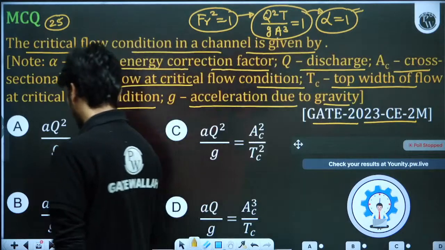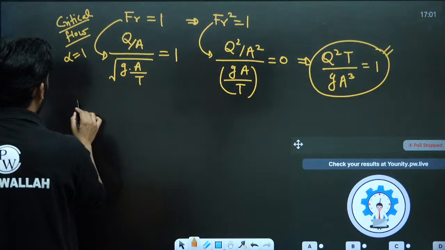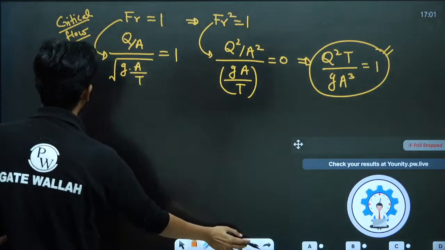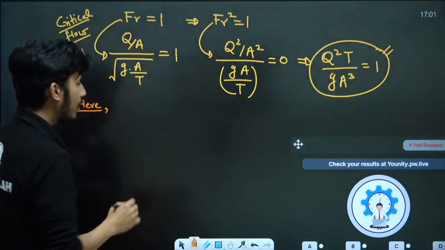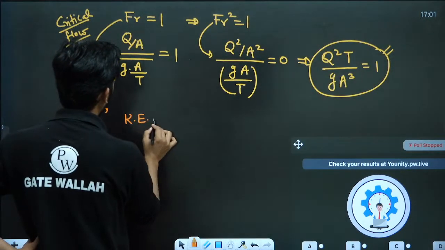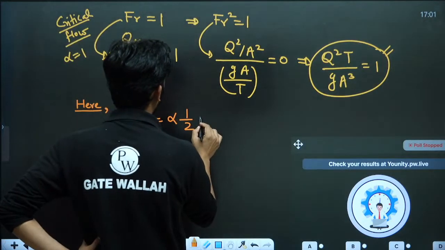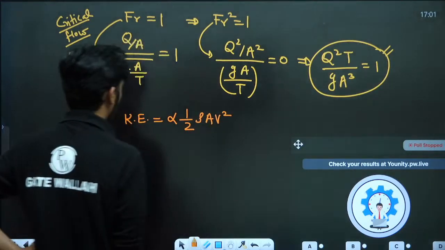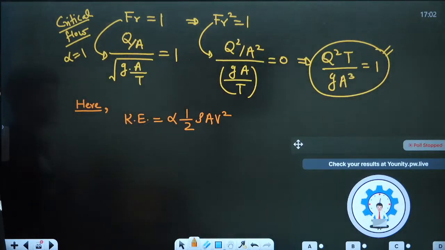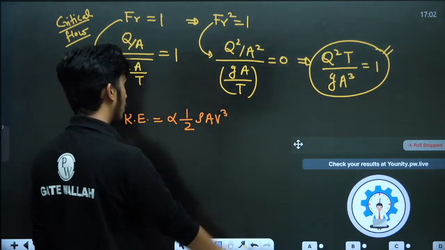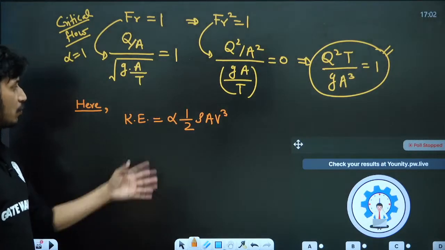Okay guys, let's see. I have told you that when alpha, the kinetic energy correction factor, is present, the kinetic energy KE is equal to alpha into half rho A V cube, not a square, because rho A V is the mass and V square is also there. If alpha is 1, that would be 1 into half rho A V cube.